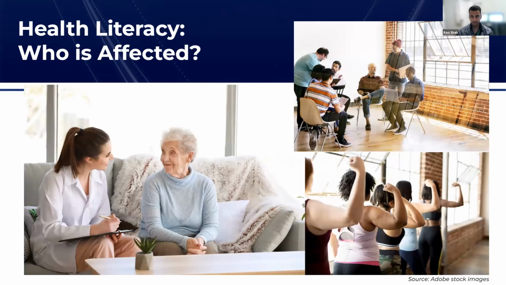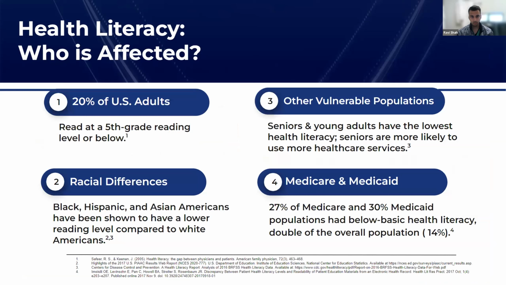Now, who does health literacy affect? It affects most United States adults. It's associated with a range of social and individual factors. So it's associated with general literacy, geography, education, employment status, income, health insurance coverage, and preventative health activities. We know that 20% of adults in the United States read below the 5th grade level.